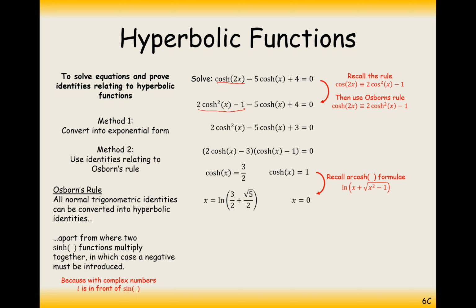Now, I would never prove an identity using Osborne's rule. Osborne's rule is a friendly way to remember the trick between normal trigonometry and hyperbolic trigonometry. If you're proving an identity in hyperbolics, it's got to be done using method 1. But you can solve equations by using the identities that relate to Osborne's rule.